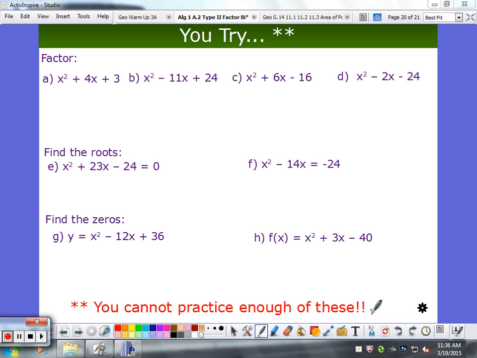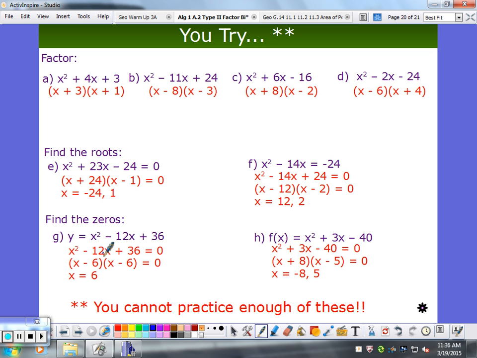In fact, I'll put the answers up so you can see it. But in a way, do you even need the answer key? How do you know if you're right? Verify by multiplying these factors back. You should get up there. So give it a try.